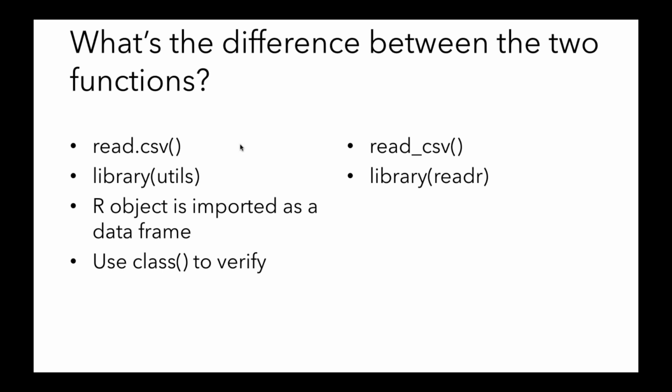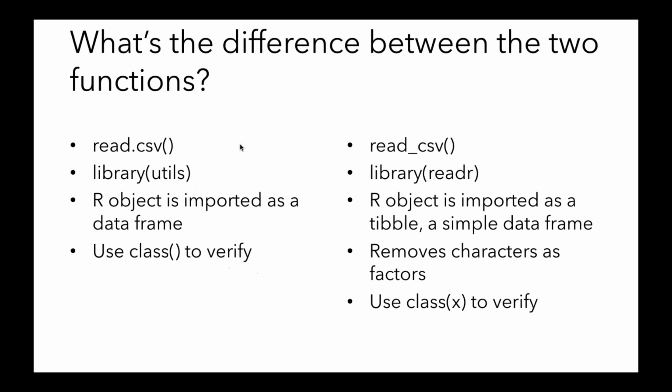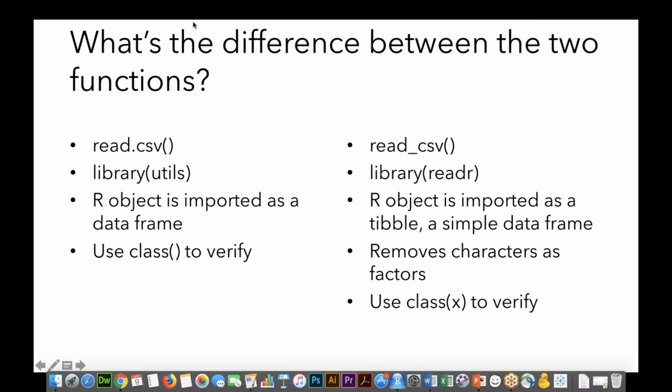First, anytime you use read.csv, your data is going to be imported as a data frame. Well, data frames are good data structures, but we'll talk about some disadvantages of that. When we use the read_csv function from the readr library, our R object is going to be imported as a tibble, which is a simple data frame. It's still a data frame, it's just a newer type. It's like a data frame 2.0. And what this does automatically is remove characters as factors.